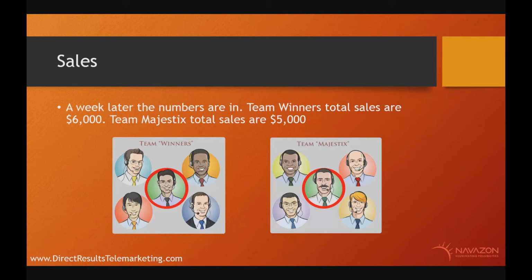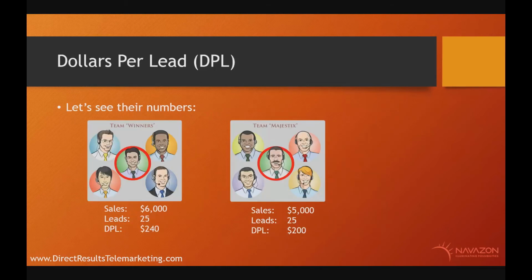Team Winners' total sales is $6,000, and Team Majestics' sales are $5,000. So we're going to now drill down and look at their dollars per lead. For Team Winners, the total sales was $6,000. They were originally assigned 25 leads. So we divide 6,000 by 25, and that gives us $240. On the average, for every lead that was given to them, they generated $240.